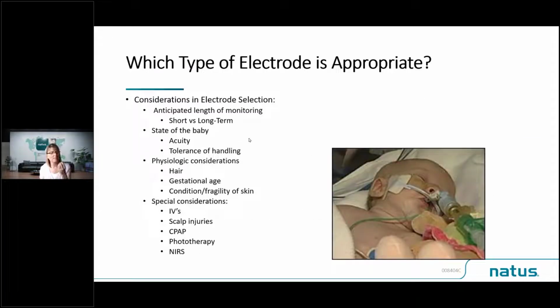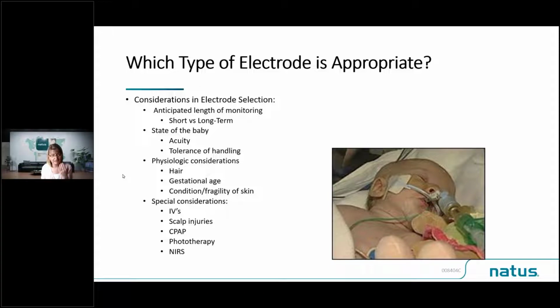And we talked a little bit about this, which type of electrode should we choose? Again, it is a clinical choice as to which type of electrode you're going to use for a particular baby. There's quite a few situations you really need to consider. And the anticipated length of monitoring could help you in making that decision. Is this going to be very short-term monitoring, or is it going to be long-term monitoring?